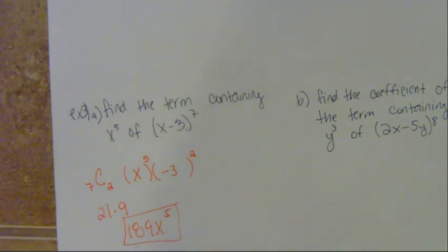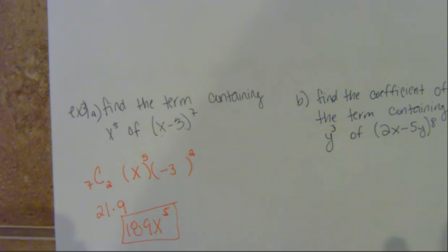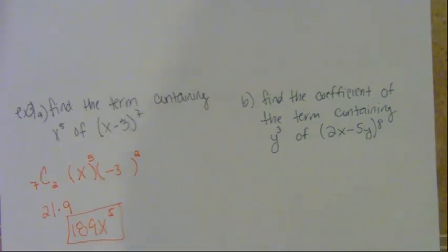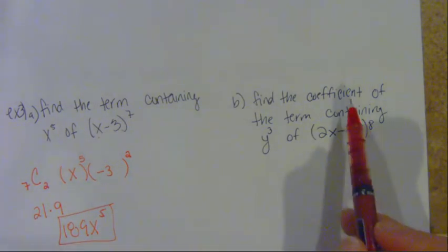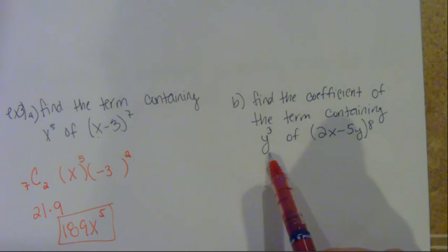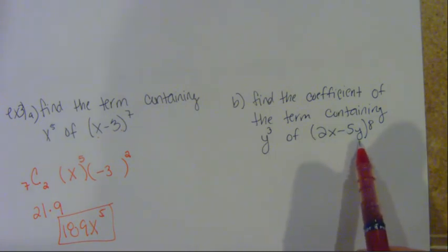That's going to be a little bit different than if I ask you for the coefficient. The coefficient is going to be just the number. So we've got to make sure we're paying attention to the lingo. So we're going to practice that same process and say, okay, find the coefficient of the term containing y to the third of this binomial expansion.